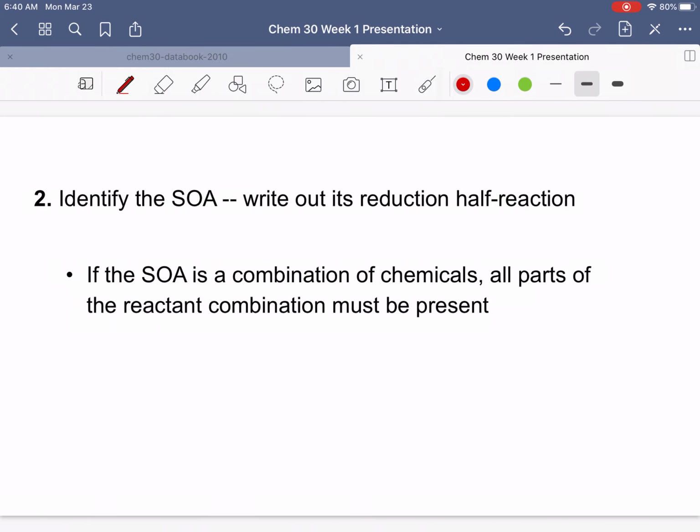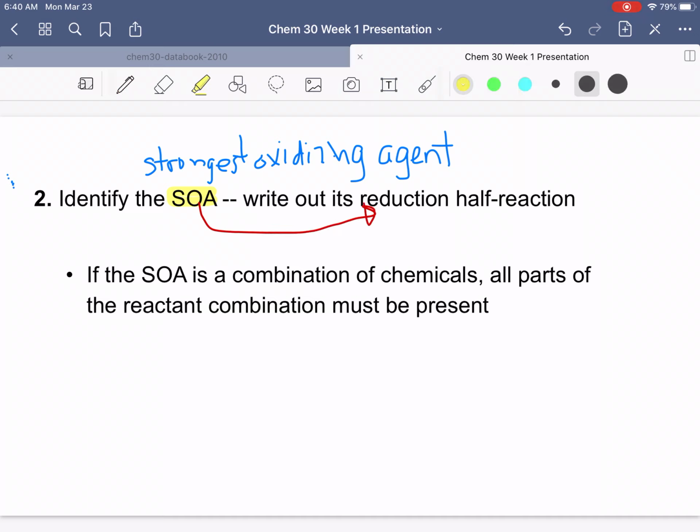Number 2, this goes back to something familiar that we talked about before, the SOA. Now, SOA, if by any chance you've forgotten, stands for our strongest oxidizing agent. And the strongest oxidizing agent is always undergoing not oxidation, and that's the key distinction, but is undergoing reduction. Remember that those undergo opposites. So SOA undergoes reduction, LEO GER, which means it is gaining electrons.